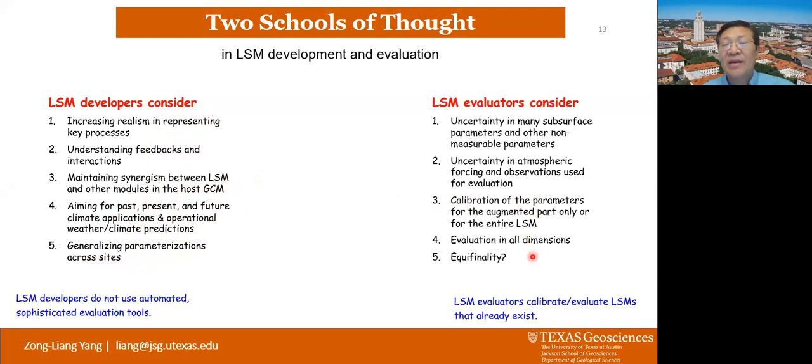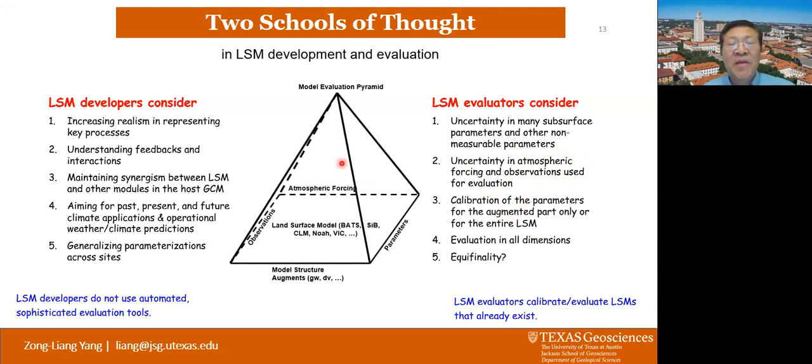On the other hand, in the evaluation community, they are focusing on, okay, you have a model, and models are being more and more complex. Complex models have more parameters, and some parameters are not measurable. So how do you quantify the uncertainty in your model? And the uncertainty can come not only from the model structure, but also from the atmospheric forcing, such as precipitation, temperature, the fields that drive the land model. And when you calibrate a model, what parameters you use to calibrate the model.